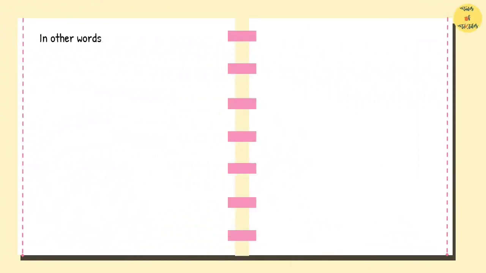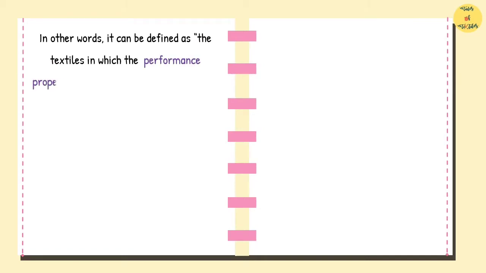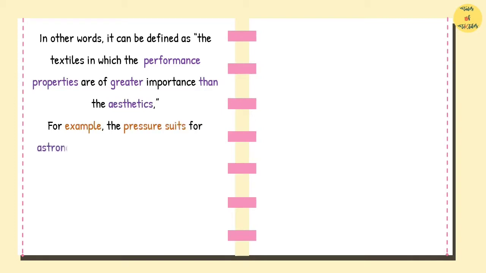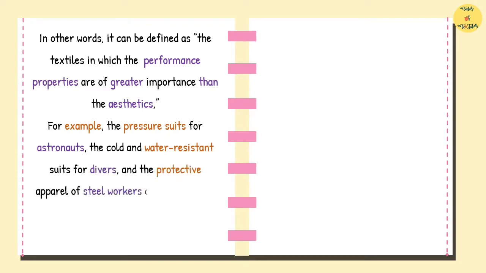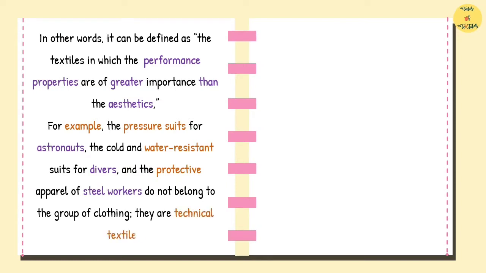In other words, it can be defined as the textiles in which the performance properties are of greater importance than the aesthetics. For example, the pressure suits for astronauts, the cold and water-resistant suits for divers, and the protective apparel of steel workers do not belong to the group of clothing, they are technical textiles.